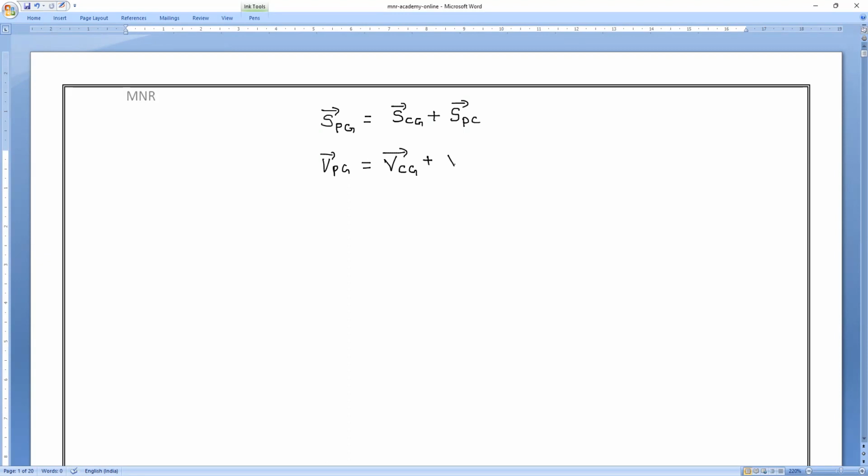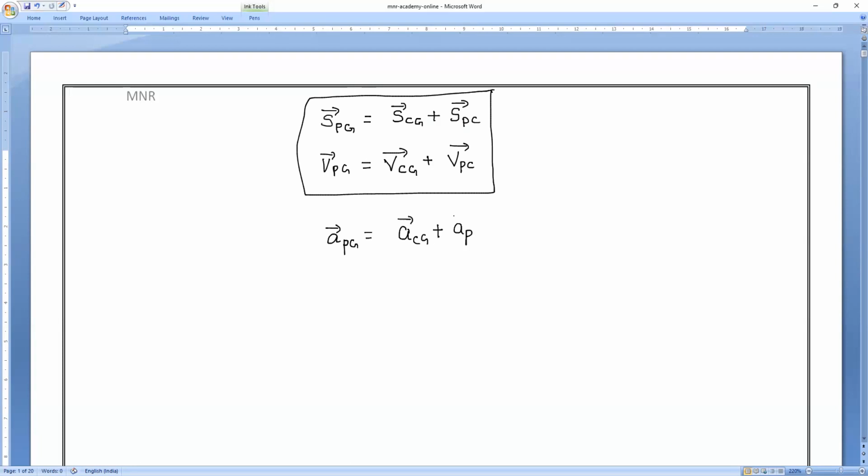plus velocity of a particle with respect to center of mass. So these are the two things we already made. Now, in today's class, we are going to make the next one: acceleration of a particle with respect to ground is equal to, again the same thing, acceleration of center of mass with respect to ground plus acceleration of a particle with respect to what, everybody? With respect to center of mass. So these are the things we are going to discuss now.